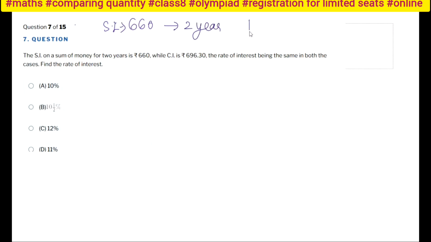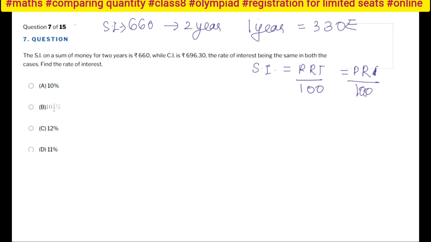So for the first 1 year, how much will the SI be? It will be 330 rupees only, right? So when it is 330 rupees, I will say SI is equal to PRT by 100. Since my T is 1 year, it will be PR by 100. P I don't know, R I don't know.